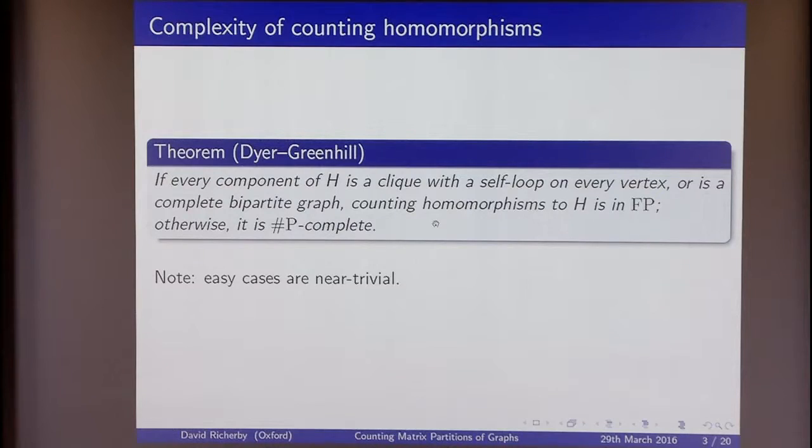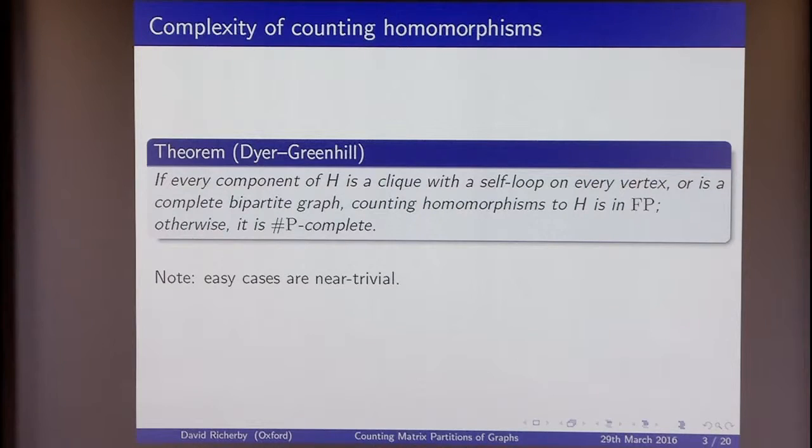What do we know about homomorphisms? We've known for quite some time that there's a dichotomy for counting homomorphisms to a fixed graph H. So depending on the structure of your fixed graph H, either you can count the number of homomorphisms from your input graph to H in polynomial time, or it's number P complete to count those homomorphisms. When is it easy? When is it hard?